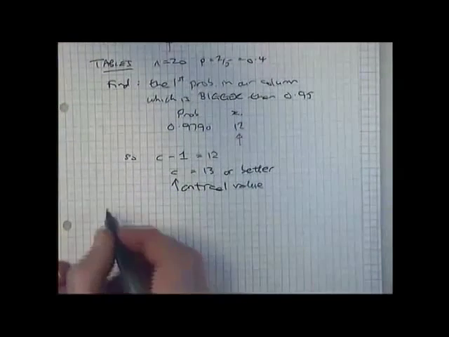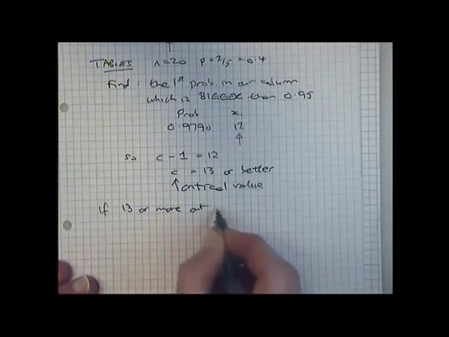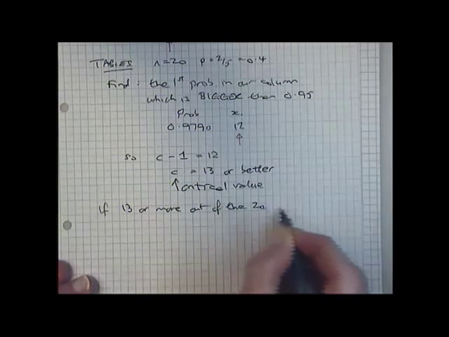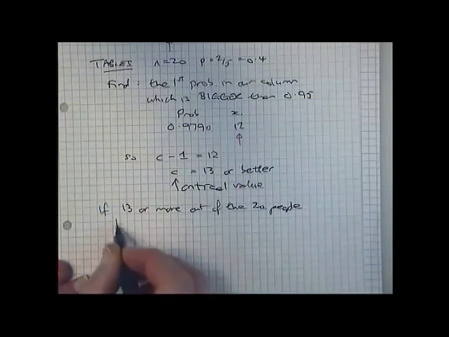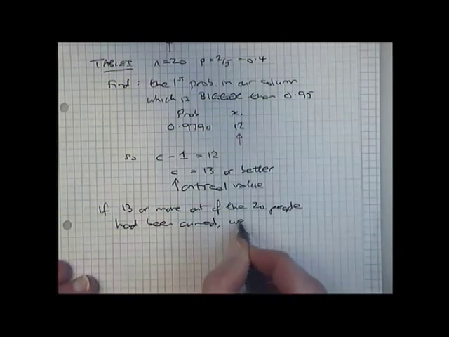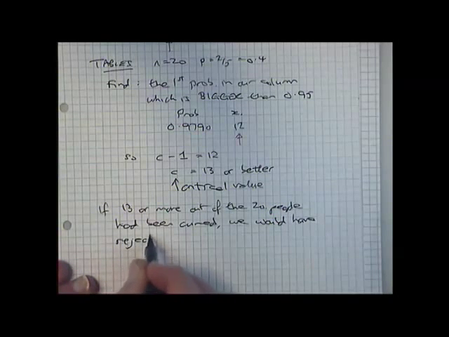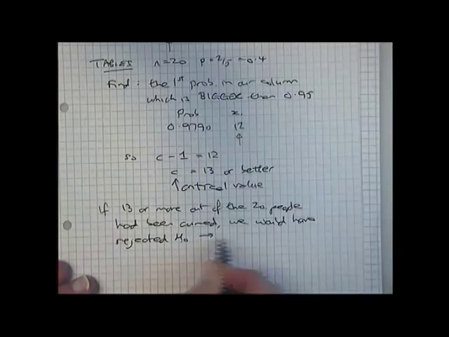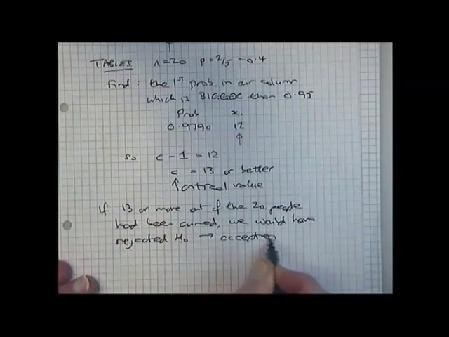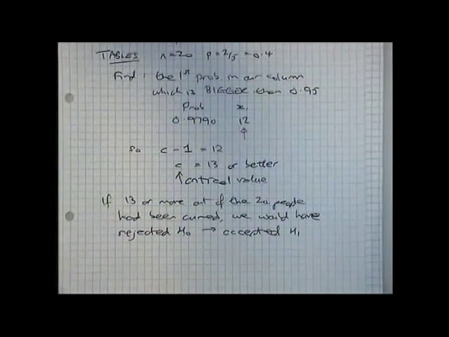And we would make our decisions that if 13 or more out of the 20 people had been cured, we would have rejected H0, which means we would therefore have accepted H1.